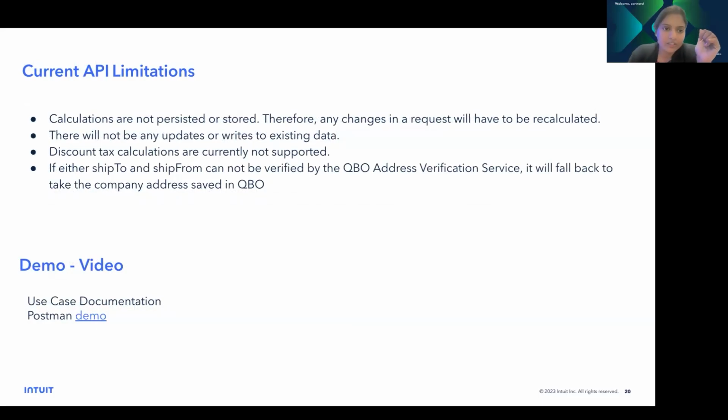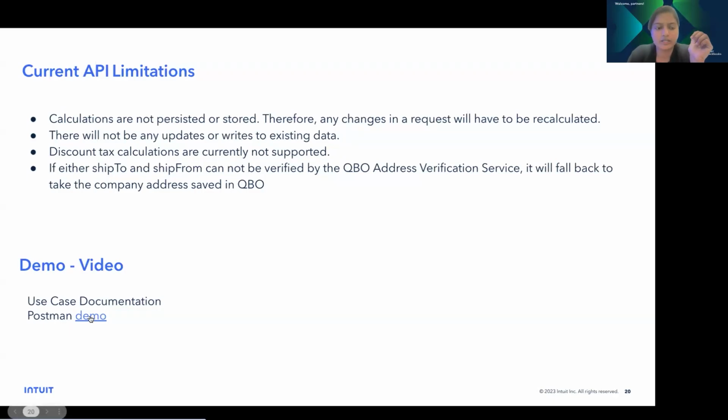Now, coming to the limitations, the calculations that you make by the API are not persisted or stored. There are no updates or writes to the existing data. Discount tax calculations are not currently supported. And if the ship-to or ship-from address cannot be verified, then whatever default company address was saved in QuickBooks would be read. Again, the use case documentation, similar to projects, lies under the use case section on developer.intuit.com.